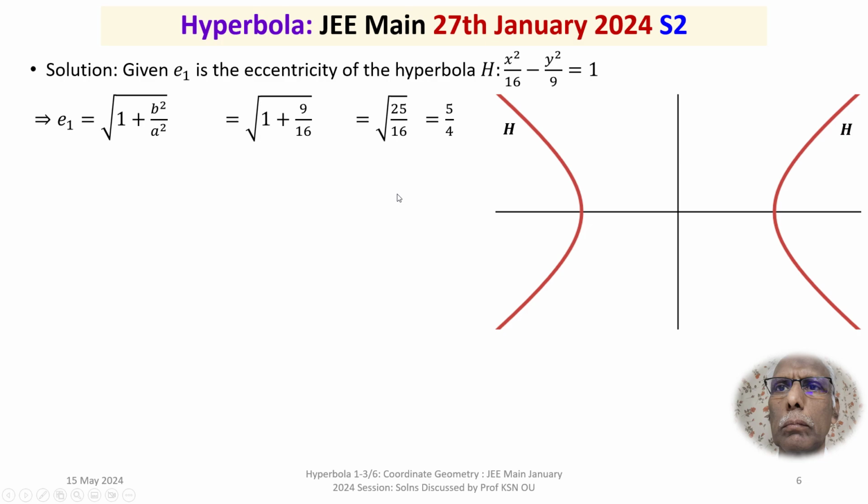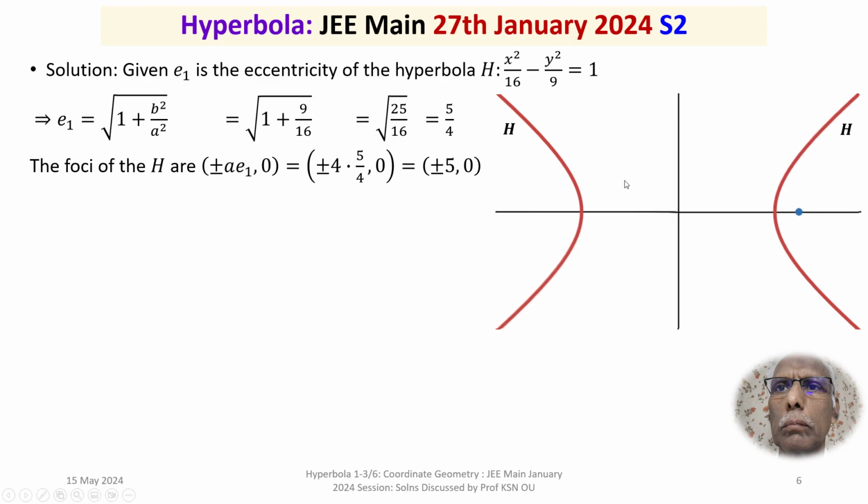Okay. Now, the foci of this hyperbola are plus or minus AE1 comma 0, that is equal to plus or minus a is 4 times E1 5 by 4 comma 0, that is, the foci are plus or minus 5 comma 0. So these are the foci. This is F1 5 comma 0, F2 minus 5 comma 0.